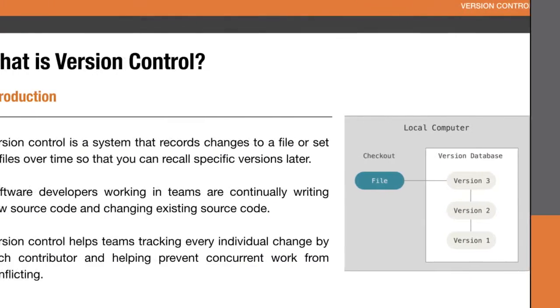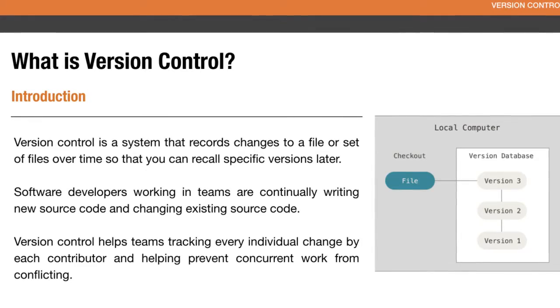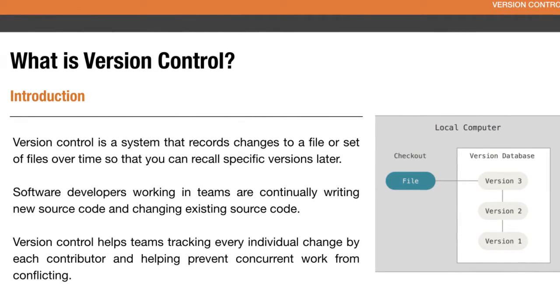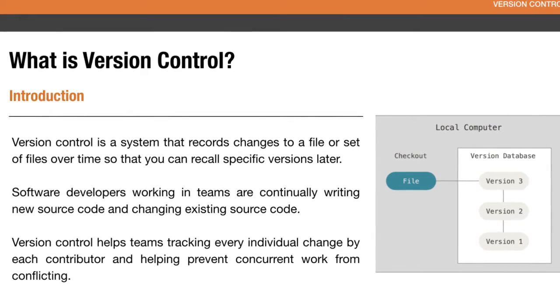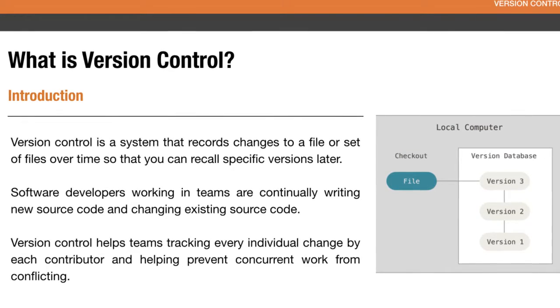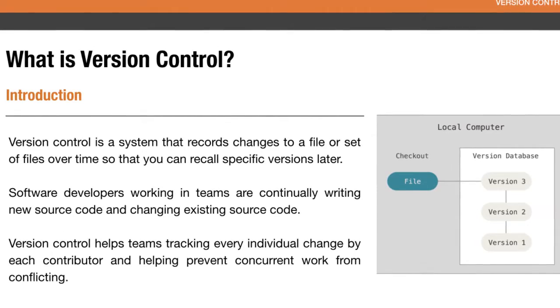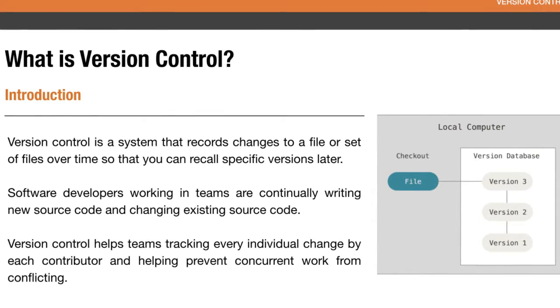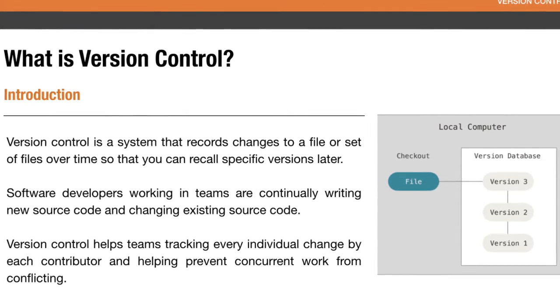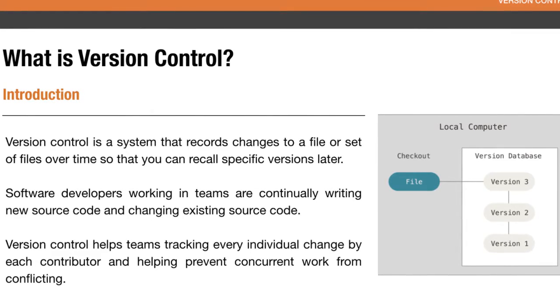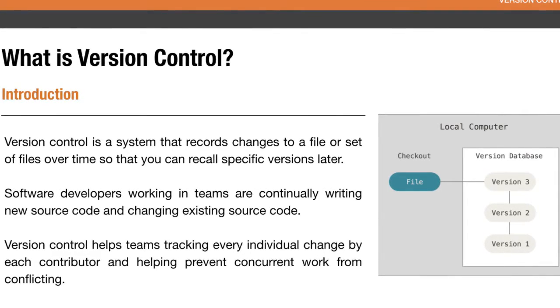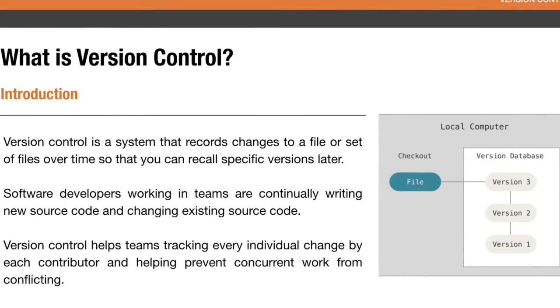We have learned about version control system and the benefits to use it developing software or web applications. Version control is a system that records changes to a file or set of files over time so that you can recall a specific version later. Software developers working in teams are continually writing new source code or changing existing source code. Version control helps teams tracking every individual change by each contributor and helping prevent concurrent work from conflicting.